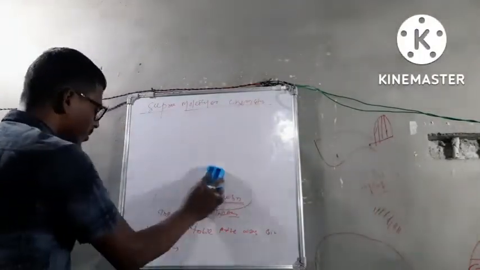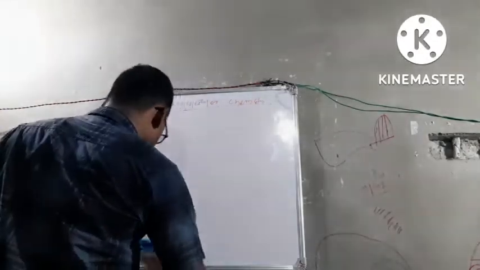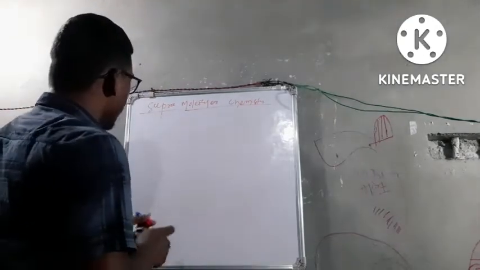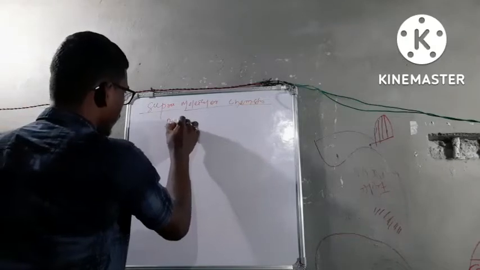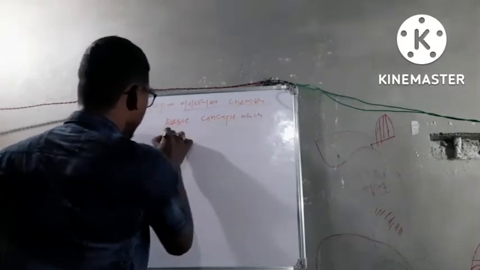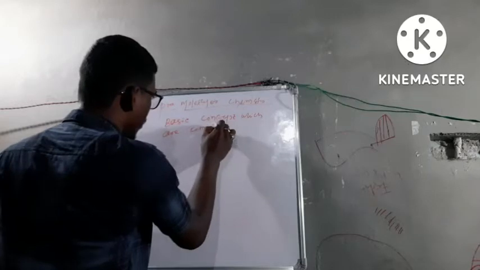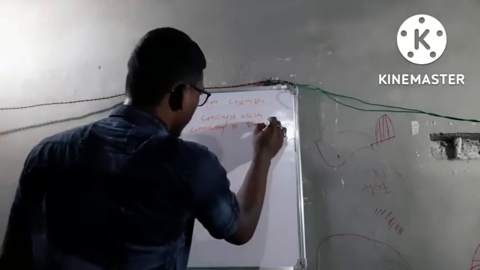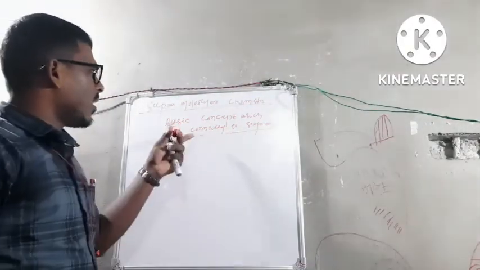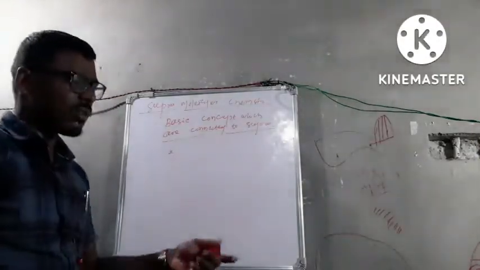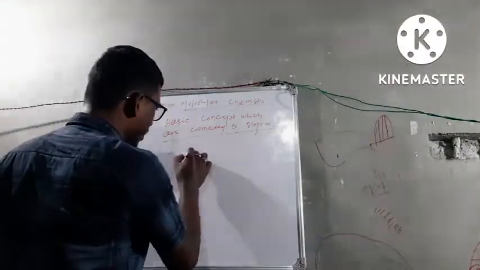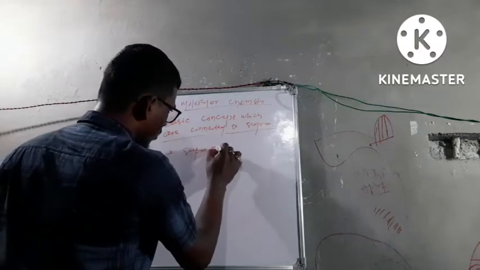After that, we come to the third part, which is the basic concepts connected to supramolecular chemistry. There are some basic concepts connected to supramolecular chemistry, and we will discuss them. First of all, the basic concept is supramolecular assembly.